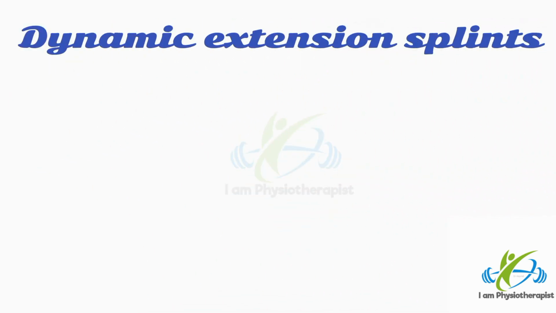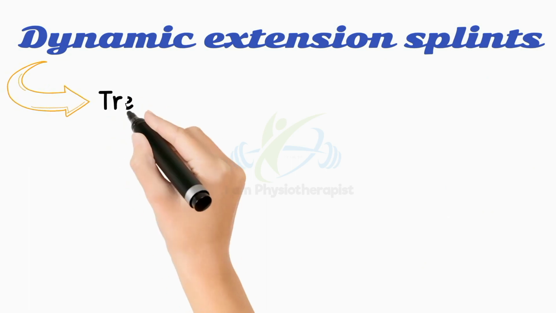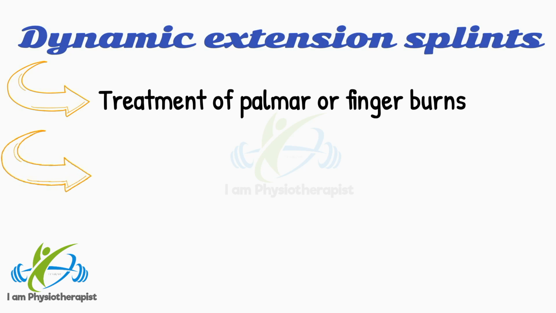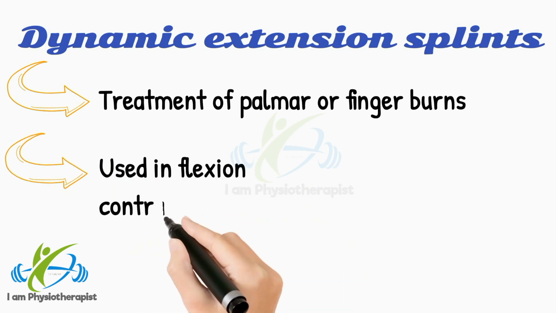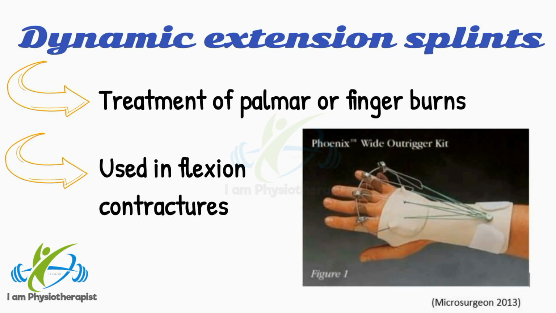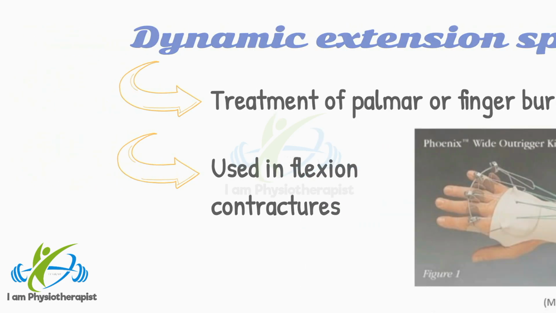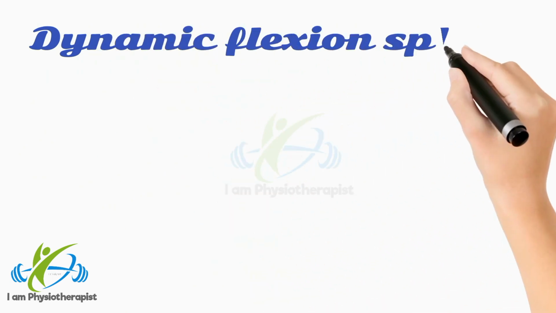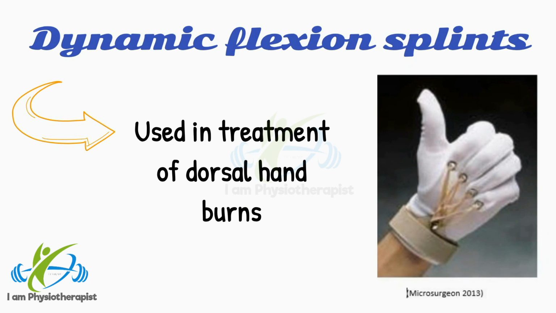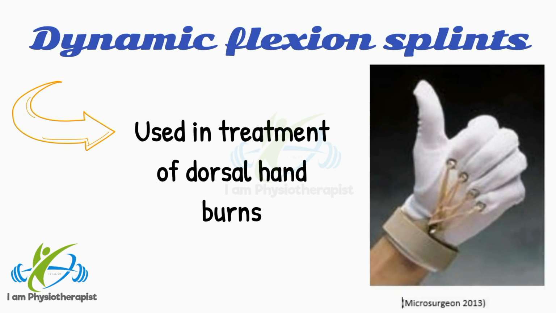Dynamic extension splints. These are most commonly used in the treatment of palmar or finger burns. For example, in flexion contractures. All the finger joints including the MCP, PIP, and DIP joints are in full extension. Dynamic flexion splints. These are used in the treatment of dorsal hand burns.